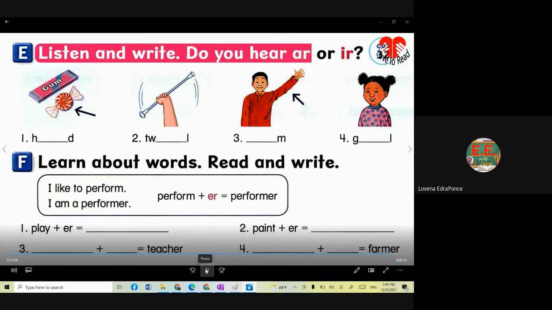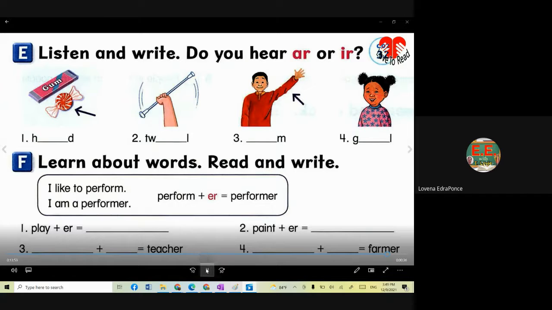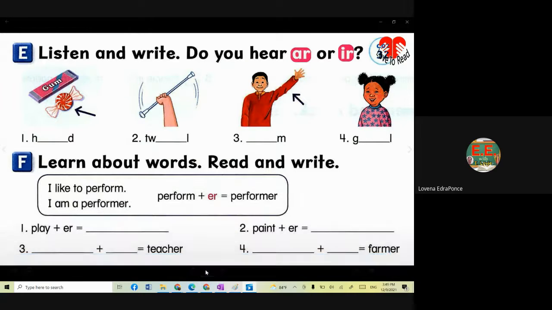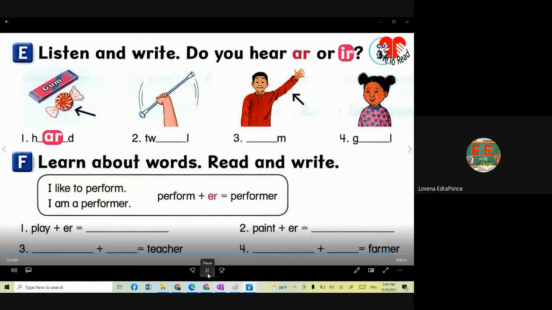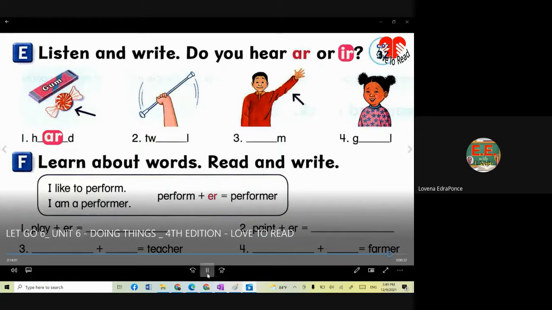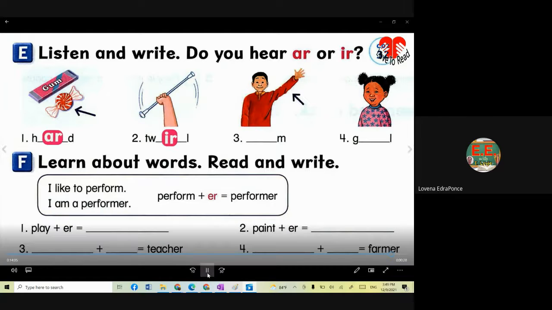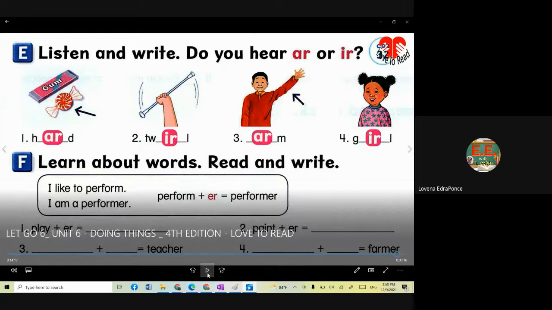Hear R or... Number 1. Hard. Number 2. Twirl. Number 3. Arm. Number 4. Girl.